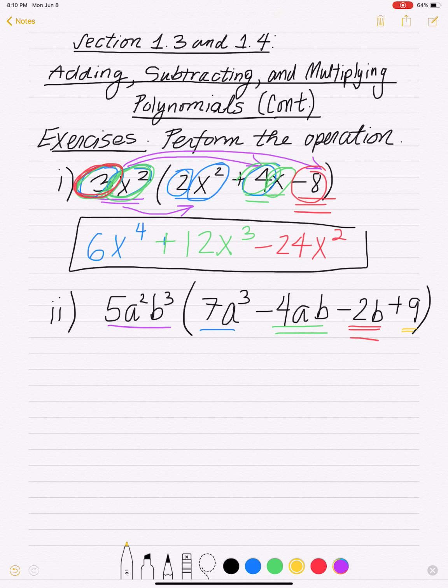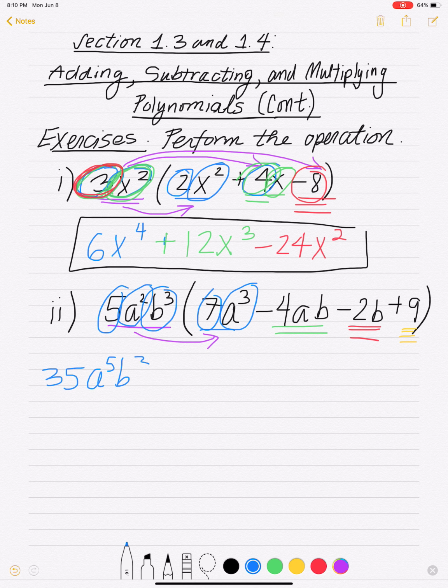So we're going to distribute through it. We're going to take 7a cubed and multiply that by 5a squared b cubed. So 5a squared b cubed times 7a cubed. How does that work? So we're going to take what? 5 times 7. 5 times 7 is 35. We're going to take what? A squared times a to the 3rd. What's a squared times a to the 3rd? A to the 5th, right? You add the exponents as properties of exponents. And we're going to have a b cubed, right? Don't forget your b cubed.